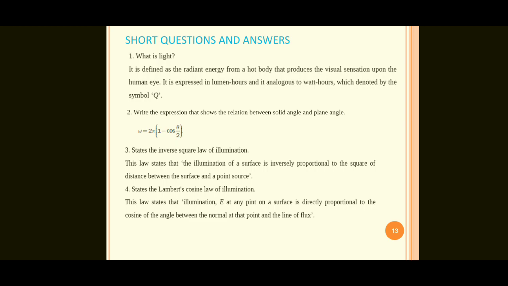Next one, state Lambert's cosine law of illumination. This law states that illumination E at any point on a surface is directly proportional to the cosine of the angle between the normal at that point and the line of flux.